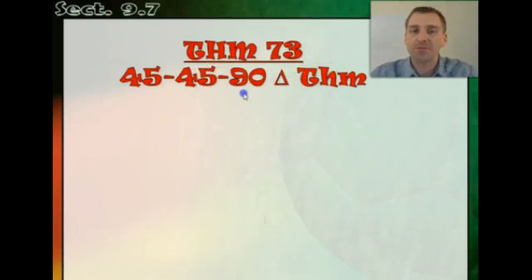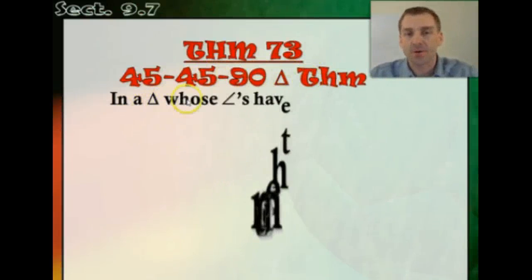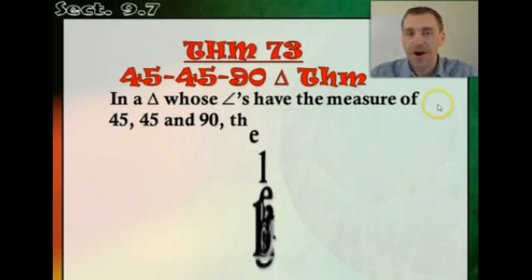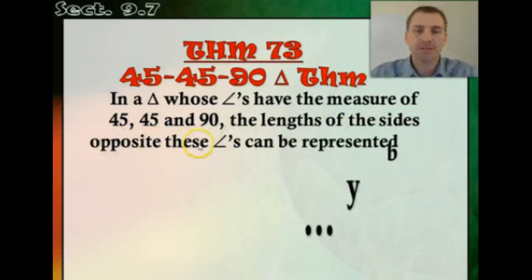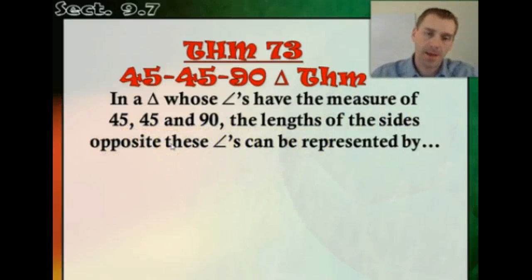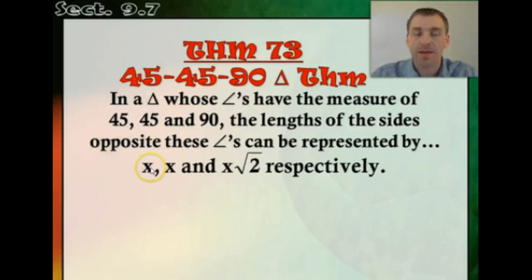And here we go. Into your notes. It is Theorem 73. It is a 45, 45, 90 triangle theorem that says this. In a triangle whose angles have the measures 45, 45, 90, the lengths of the sides opposite these angles can be represented by... Now, if you remember, the 30, 60, 90 triangle was x, x root 3, and 2x. In a 45, 45, 90 triangle, it's x, x, and x root 2.